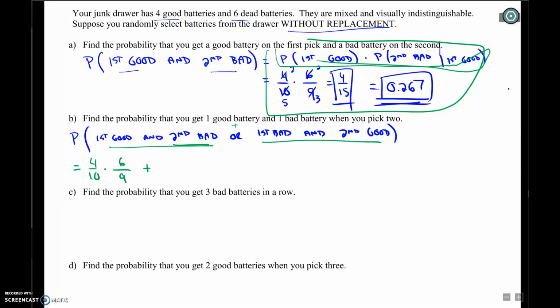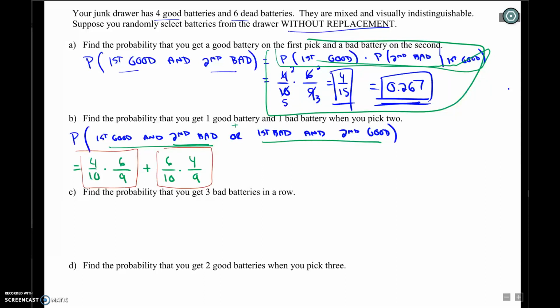Or, what's the probability the first one is bad? Well, there are 6 bad batteries out of a total of 10. If the first one is bad, what's the probability the second one is good? Well, now there are 9 batteries left over, and there are 4 good ones left. So as you can see, it's this times this. And I'll just point out to you that these do have the same value.